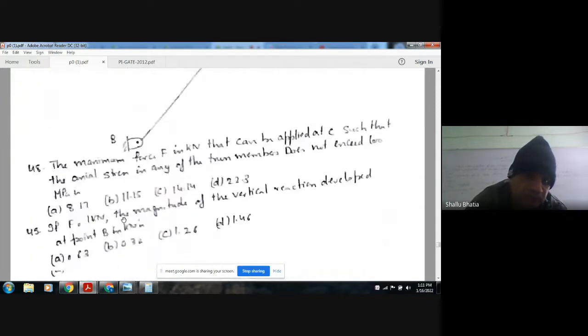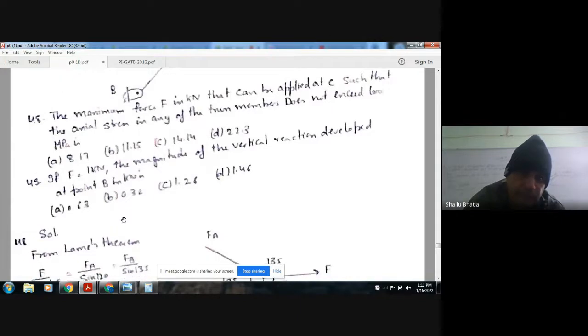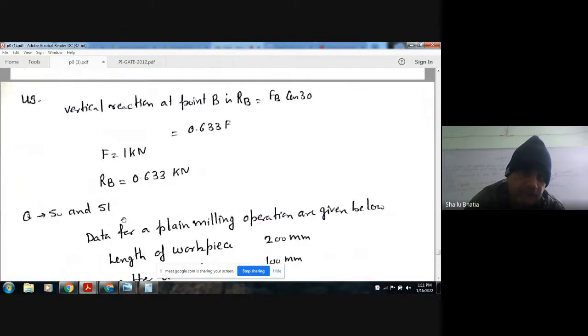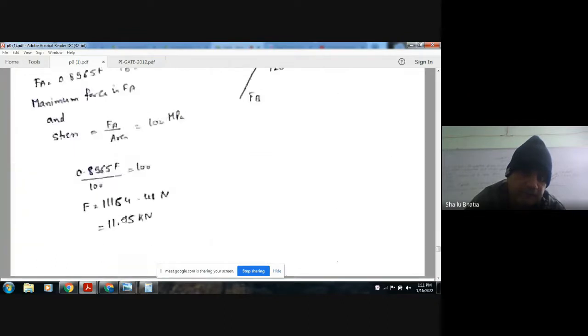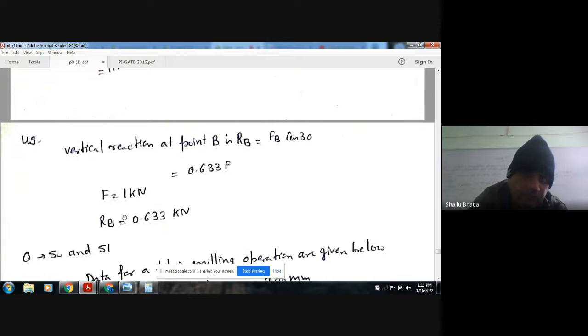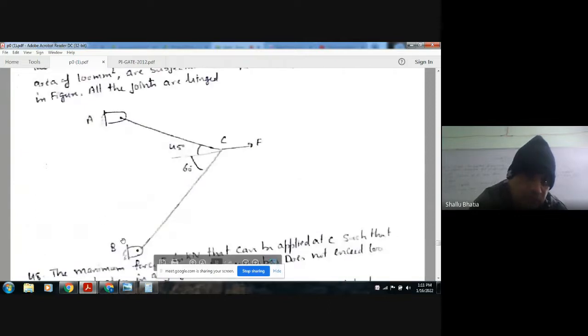Now the second question is: if F is 1 kilonewton, what is the magnitude of the vertical reaction at point B? To find the reaction at B, RB is the vertical reaction, and it will be the component of that FB that is worked in this BC rod due to this F.